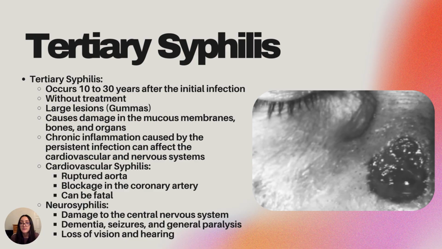In the cardiovascular system, the aorta can rupture or the coronary arteries can be blocked, and this can be fatal. And in neurosyphilis, the central nervous system is damaged, leading to symptoms such as dementia, seizures, general paralysis, loss of vision, and hearing. On the image, we can see a gumma lesion on the nose. And as I mentioned earlier, these can also appear in internal organs and bones.